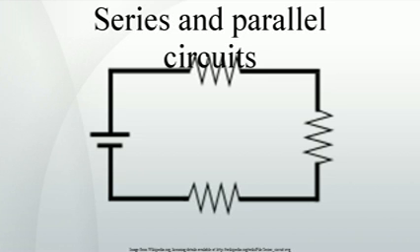In a series circuit, the current through each of the components is the same, and the voltage across the circuit is the sum of the voltages across each component. In a parallel circuit, the voltage across each of the components is the same, and the total current is the sum of the currents through each component.